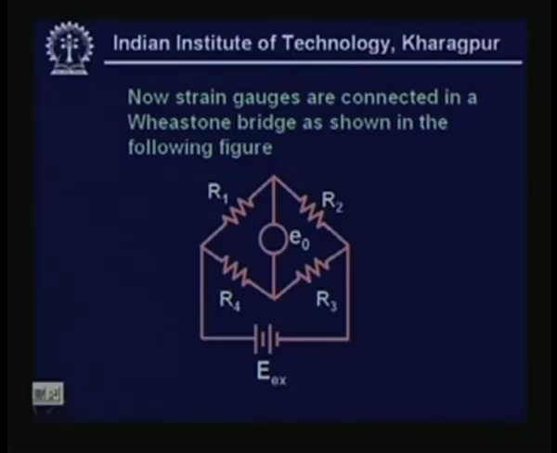That will give you a problem, because if I interchange R2 and R3, both R1 and R3 will be under elongation, and R2 and R4 will be under compression, right. So, the unbalanced voltage will not be there. This will create problem. So, for that reason we have connected like this.